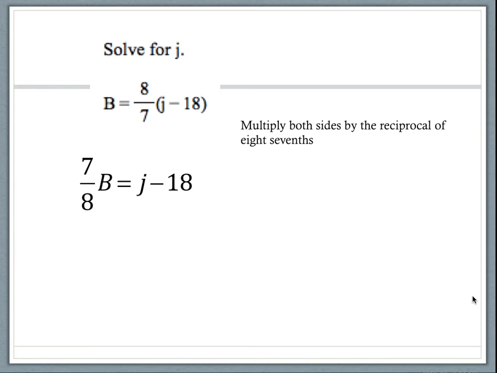Then I have 7/8 b equals j minus 18. Now to get j by itself, all I have to do is add 18 to both sides, and I have the answer 7/8 b plus 18. So if you have a variable you're solving for and it's only in the parentheses, or if it's only out of the parentheses, you don't need to distribute.